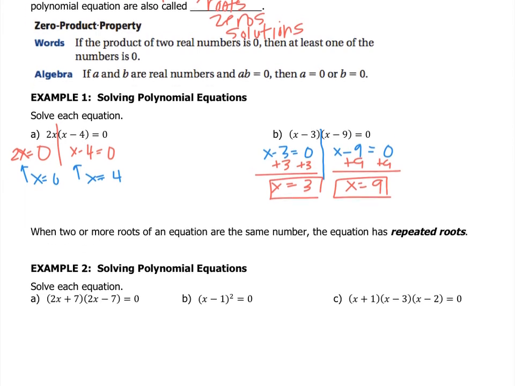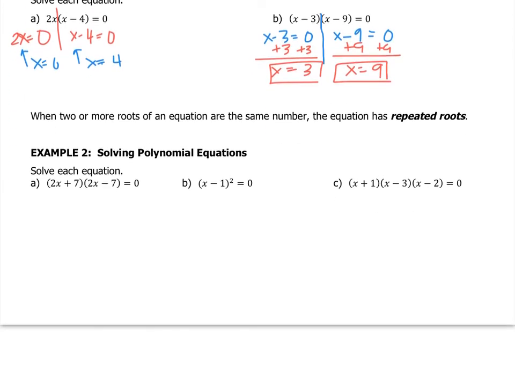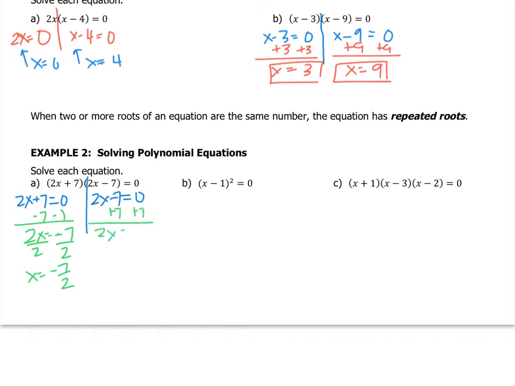All right, let's look down in example 2. We do the same thing, only our binomials are a little more advanced. So either 2x plus 7 equals 0 or 2x minus 7 equals 0. So you solve the simple equation. You get x equals negative 7 halves. You can write negative 3.5. It doesn't matter. And then for this one, we're going to add 7. 2x equals 7. So x equals positive 7 halves. So sometimes it's the same number, but one is positive, one is negative. Just watch your signs.